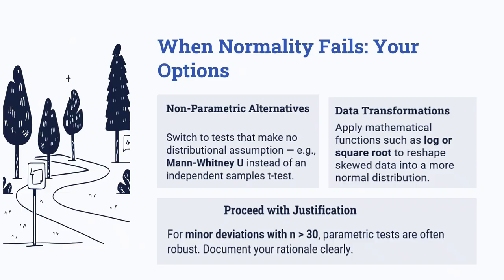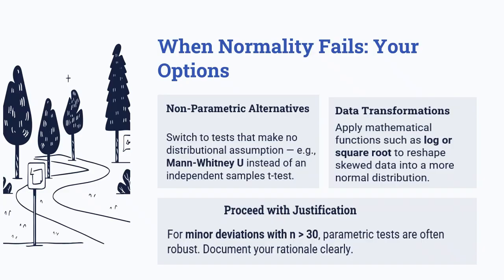So what happens if your data doesn't meet the normality assumption? Don't worry. You still have options. The first option is to use non-parametric alternatives. These tests don't rely on distributional assumptions. For example, instead of an independent samples t-test, you can use the Mann-Whitney U-test.